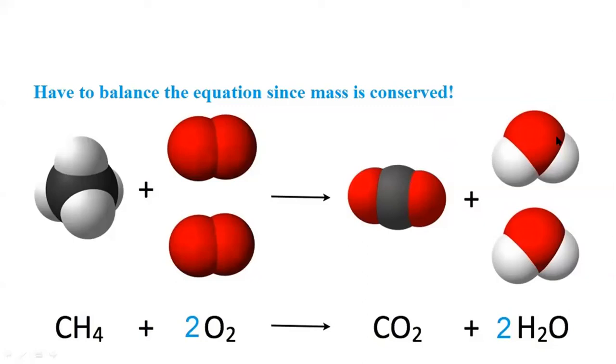So that's why we have to balance chemical reactions, chemical equations, because if not, then we would just be getting matter out of thin air, but that can't happen. Matter, or rather mass, is not created or destroyed during a chemical reaction. It only gets transformed.